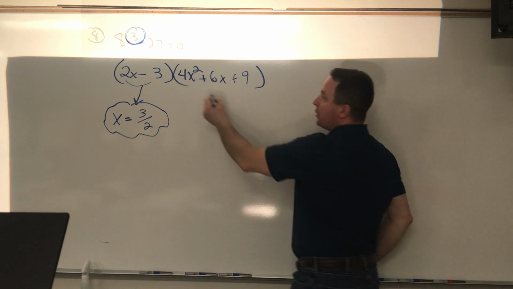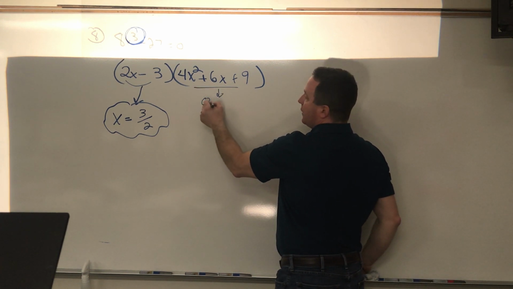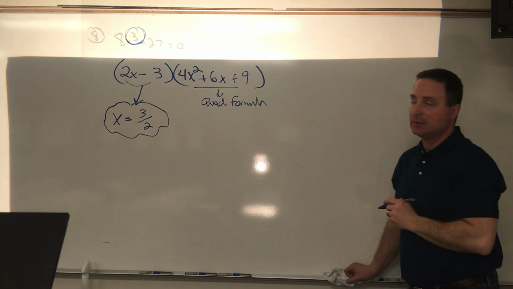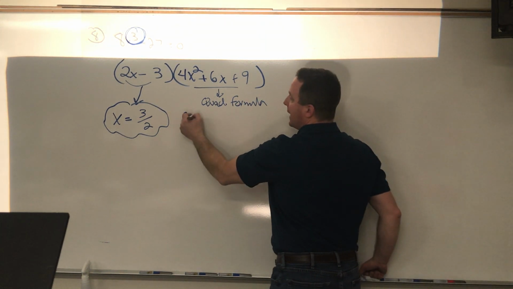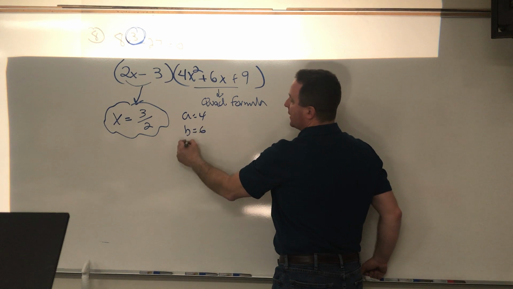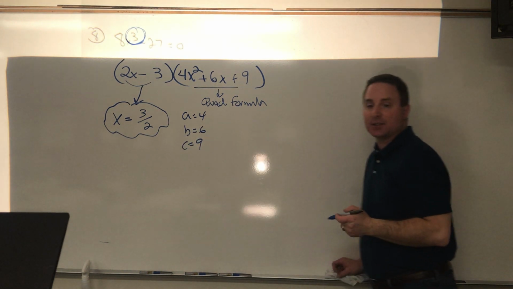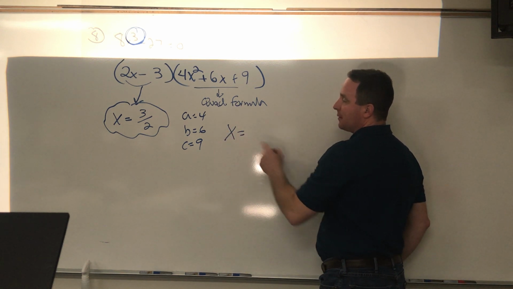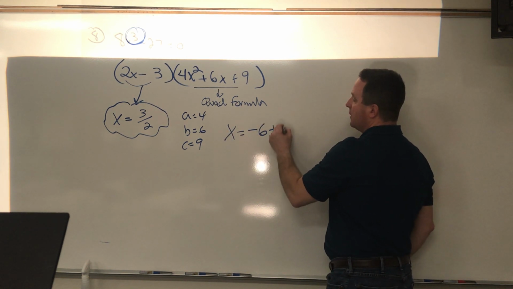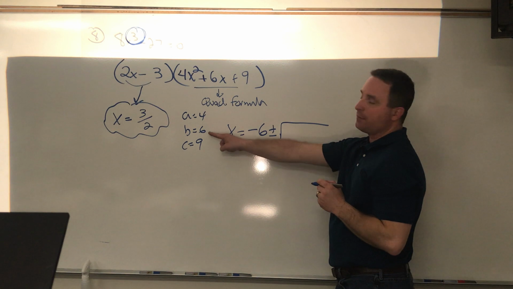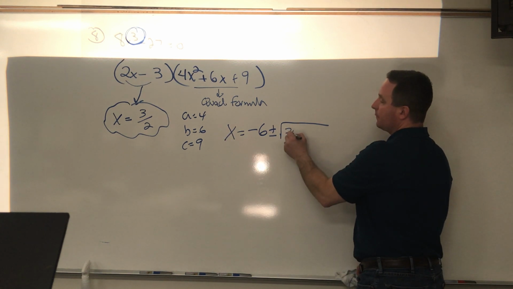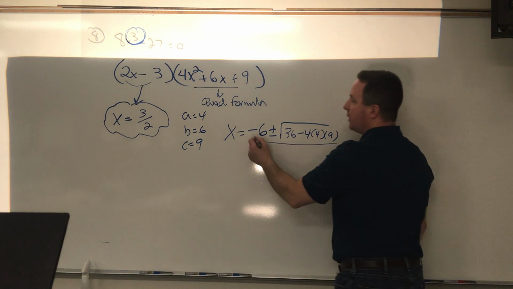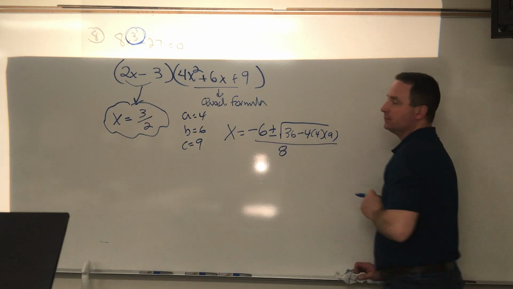Okay, and with perfect cubes again, this is not factorable, so we have to use the quadratic formula. And I'm just going to write it down again. A is 4, B is 6, and C is 9. You don't have to necessarily write those down. Let's give it a shot. Here we go. The opposite of B, negative 6, plus or minus the square root of B squared, minus 4 times 4 times 9, all over 2a, which is 8.